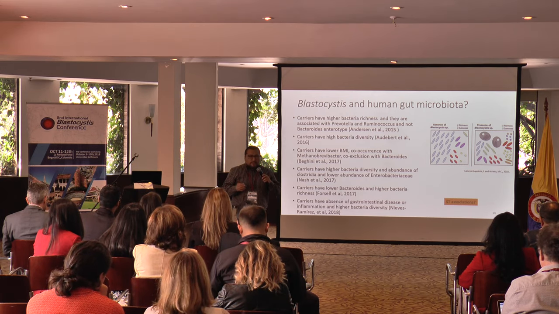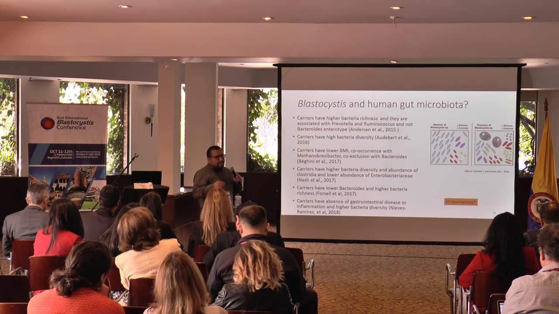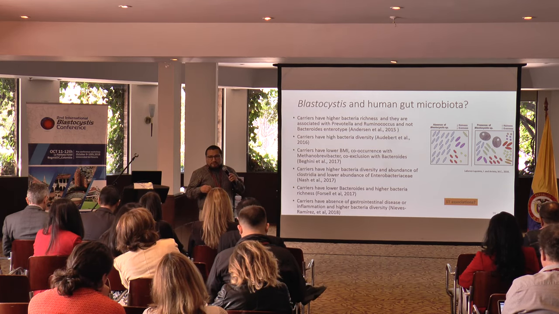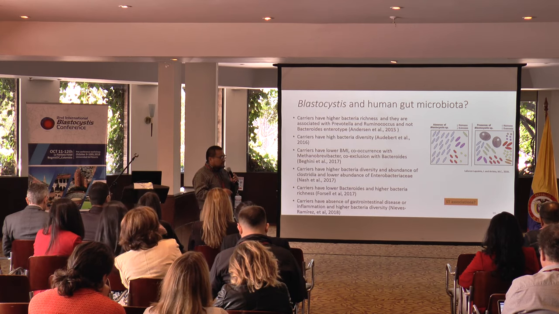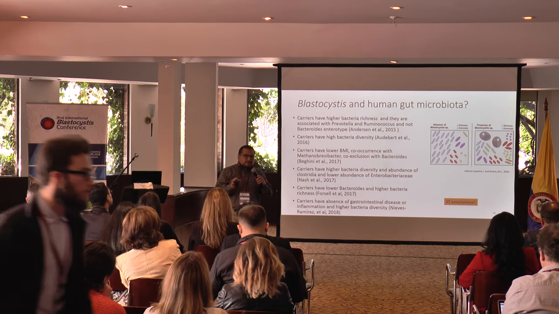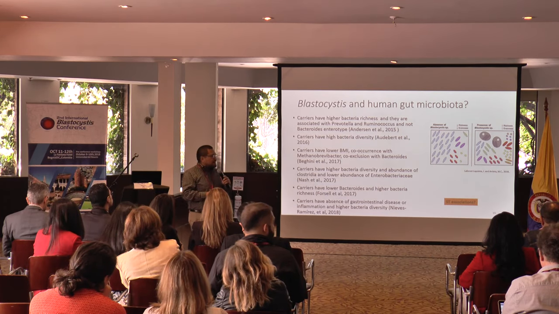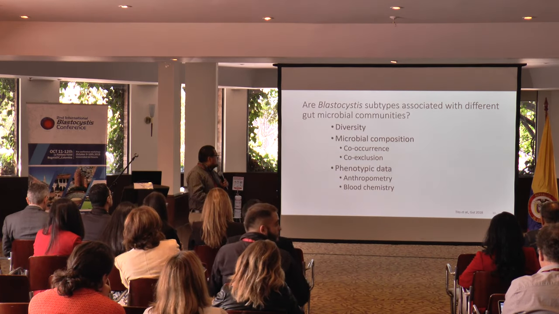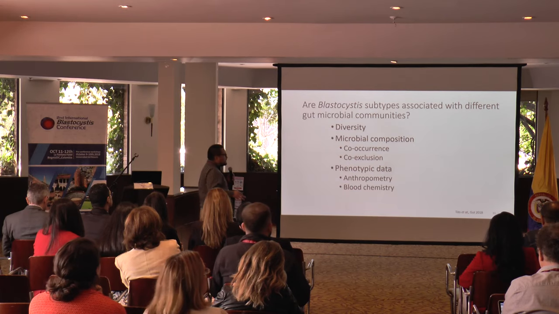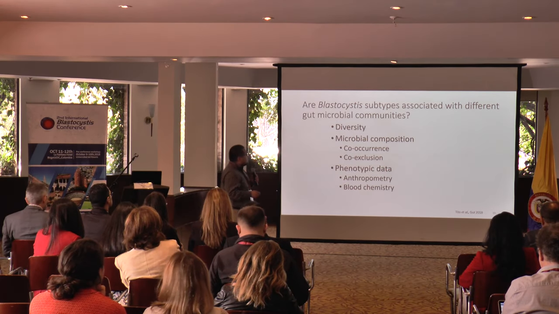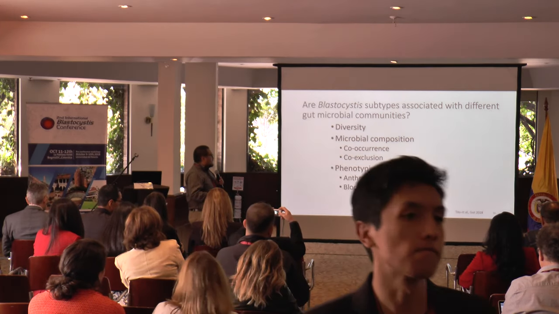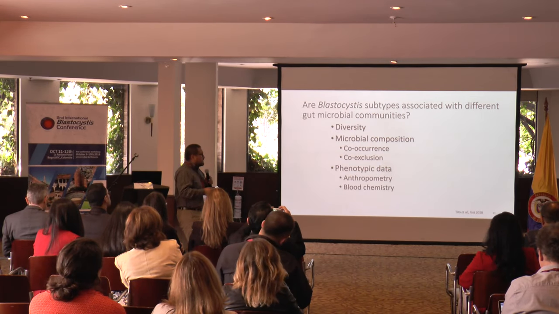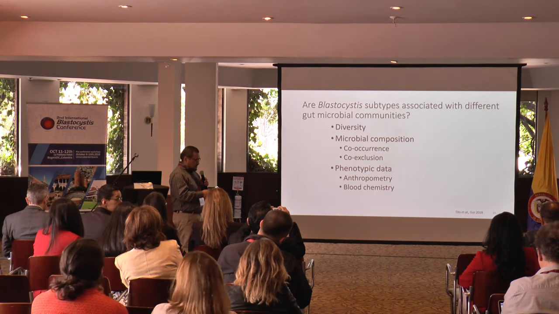But what we can see from all these different studies is that all these associations are at the level of genus. Although they present information about subtype distribution in the carrier populations, there are no associations of specific subtypes with metadata. Therefore, my question was: are Blastocystis subtypes associated with different gut microbial communities? If so, is diversity or microbial composition different?